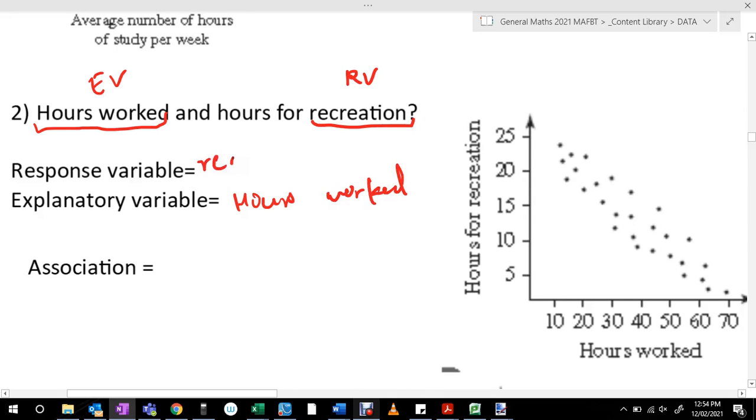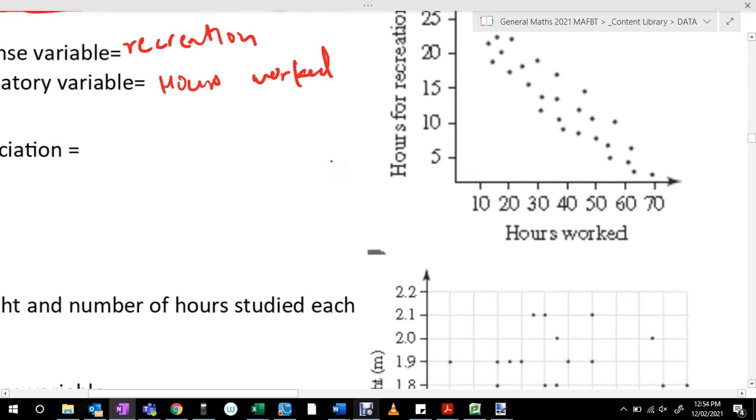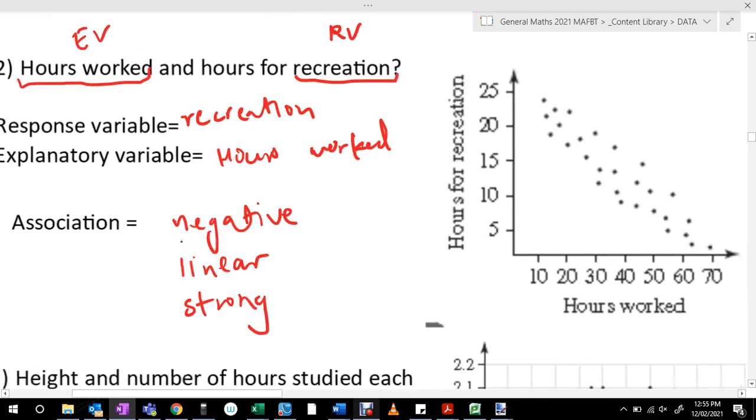Okay, so let's talk about the association. What's the direction? Negative, good. What's the form? Linear. Oh, I keep forgetting that. And what's the strength? I would say it's strong too. Okay, so that's what we're going to talk about with association.